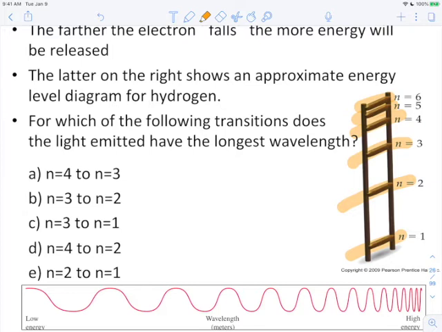I want you to think about which one of these will have that longest wavelength, and the wavelength is down at the bottom just to remind you. So our low energy has the long wavelength, whereas our short wavelength is associated with high energy.